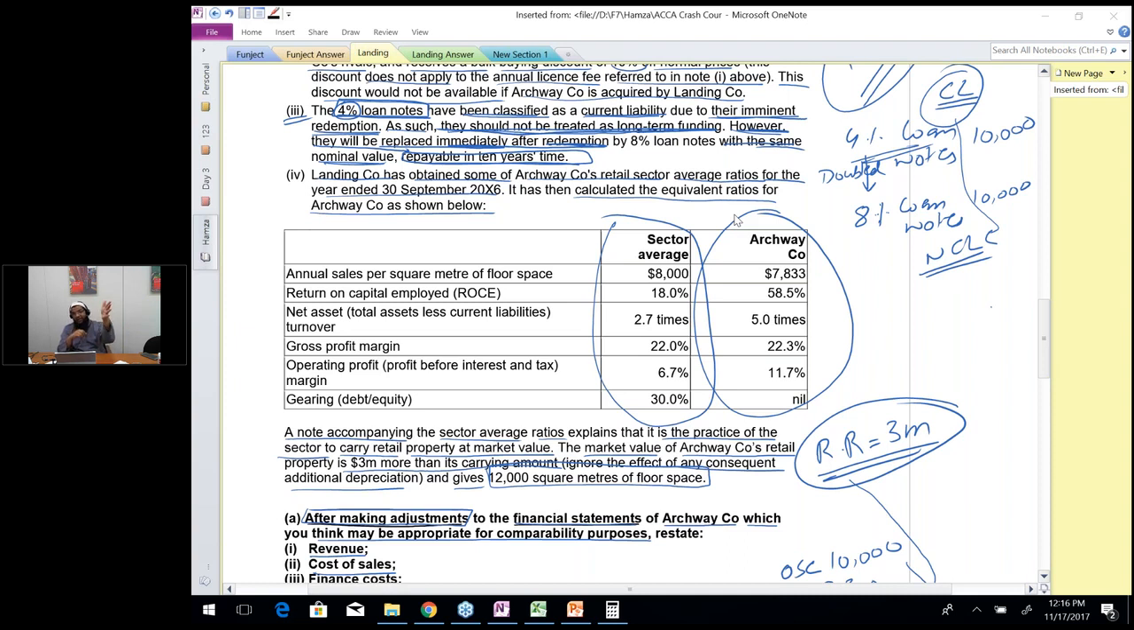So which interest is relevant for me? The interest that you are currently paying, or the interest that I would be required to pay after purchasing? Which interest is relevant? What do you think? New interest is relevant. That is why we are incorporating the new interest. Because the old interest is not relevant to me. It is relevant to you, but it is not relevant to me because after I have purchased the company, I have to pay the interest of 8%. So that is relevant to me.